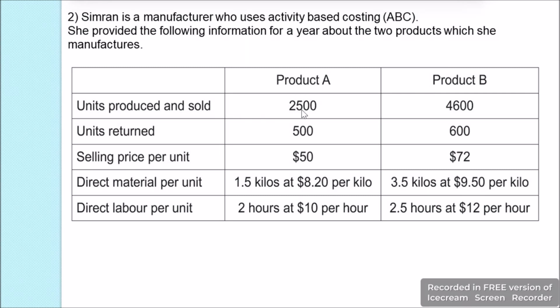Units produced and sold are 2,500 and 4,600. Units returned are 500 and 600. Selling price per unit is $50 and $72. Direct material per unit is 1.5 kilos at the rate of $8.20 per kilo and 3.5 kilos at the rate of $9.50 per kilo. Direct labor per unit is 2 hours at the rate of $10 per hour and 2.5 hours at the rate of $12 per hour.